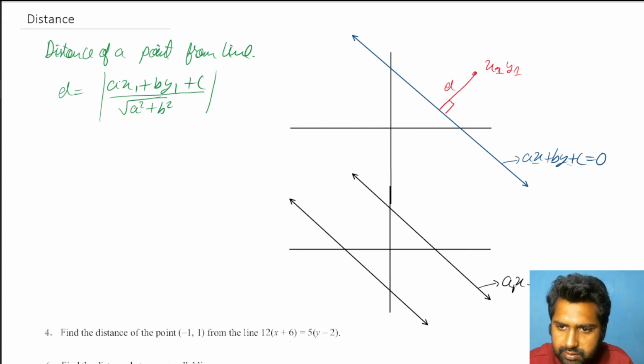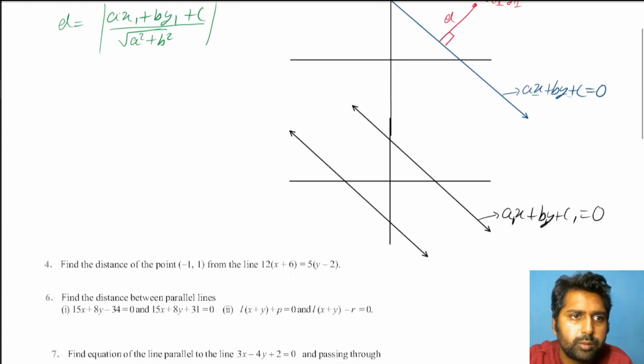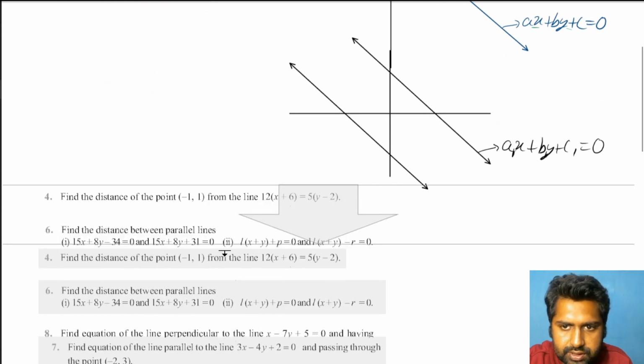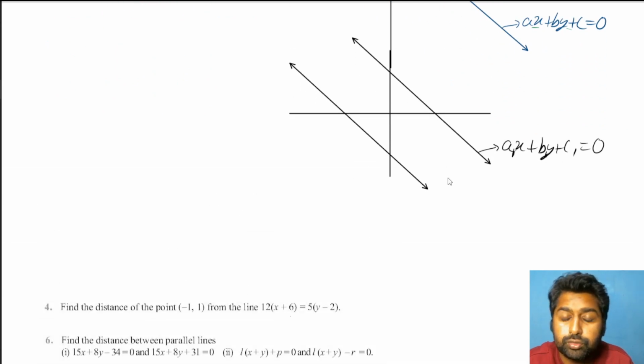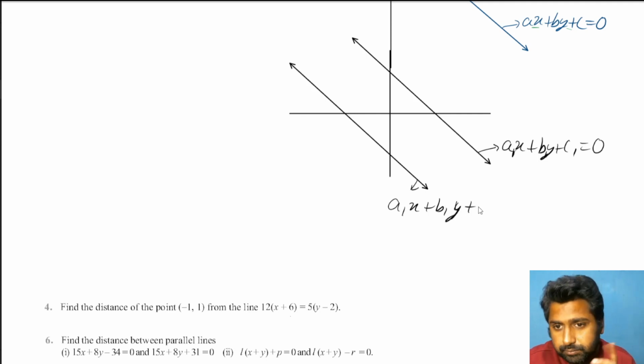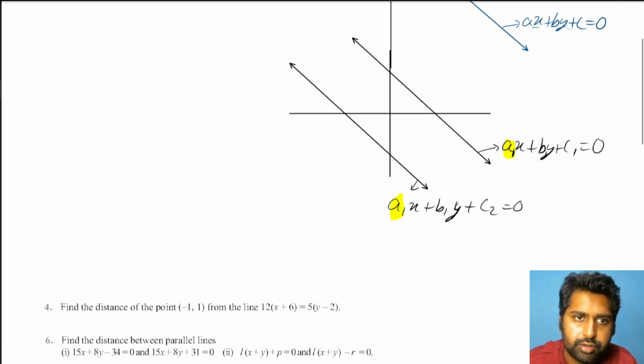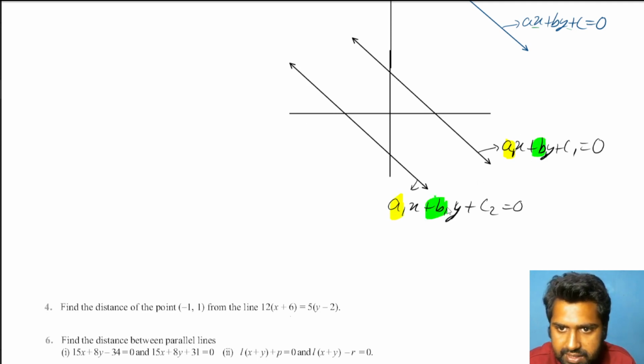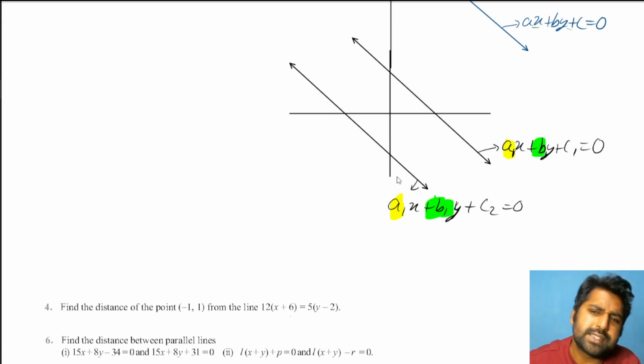Looking like parallel, no? The equation of the first line will be a1x plus b1y plus c1 equal to 0. For the second line, because the lines are parallel, the slope will be the same. So interestingly, the coefficients of x and y will be the same, meaning for this line also you will have a1x plus b1y, but your c can be different.